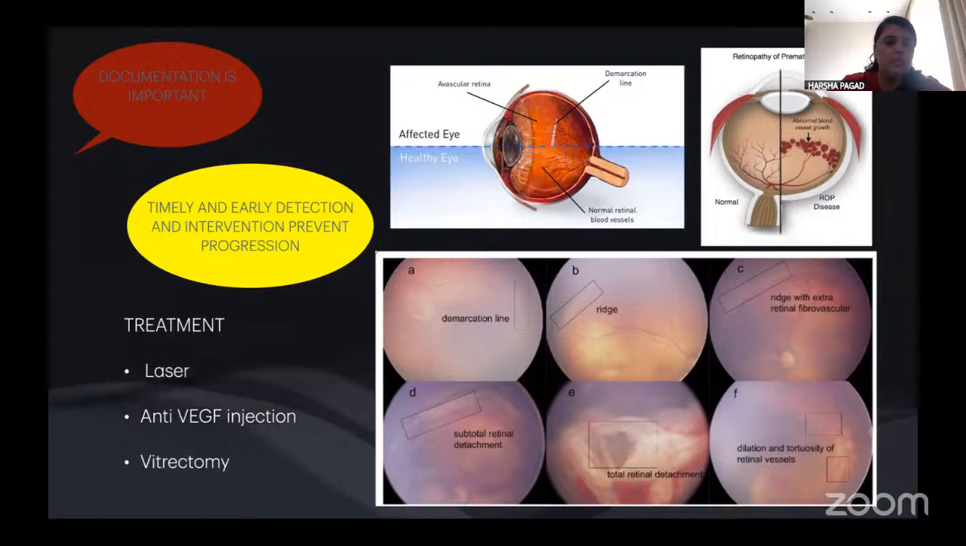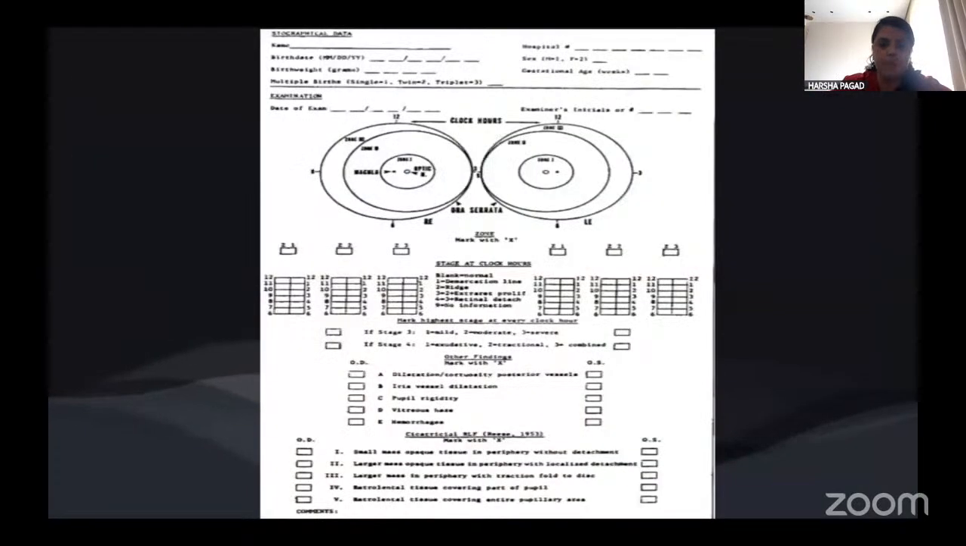So how do we treat this? Here, the various major modalities of treatment are laser, anti-VEGF injection, and vitrectomy. So this is just a sheet which shows how we document everything, like the post-conceptional age, the risk factors, and the stage and zone of the disease, so that we have a baseline documentation and also know how the child is progressing or responding to treatment.